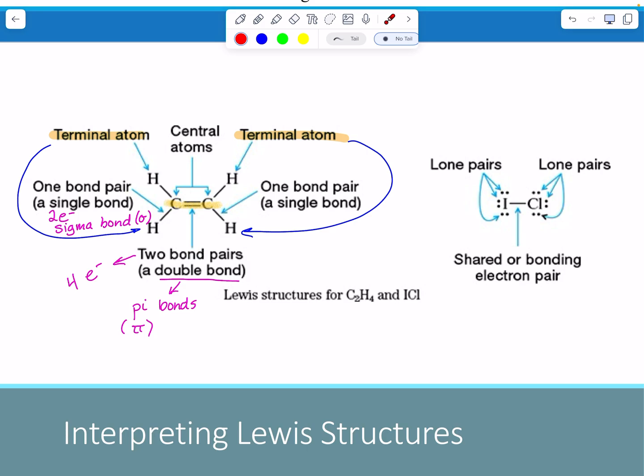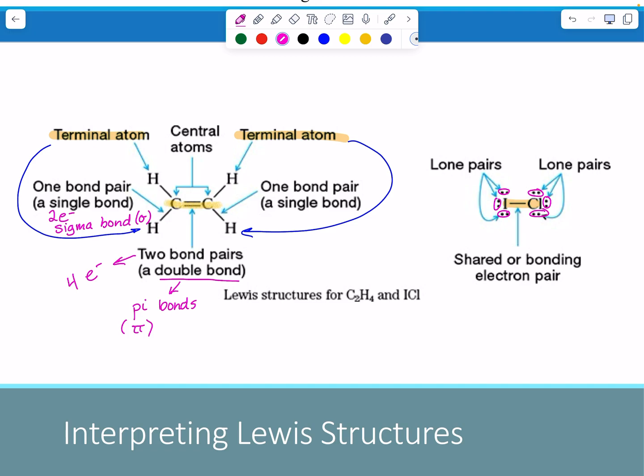Okay. Now, if we go and look at the molecule on the right, which is comprised of iodine and chlorine, both of which are halogens, so they're both in group 7. So they both need to form only one bond, and they can do it with each other. But in this case, we wind up having 3 lone pairs on each atom.